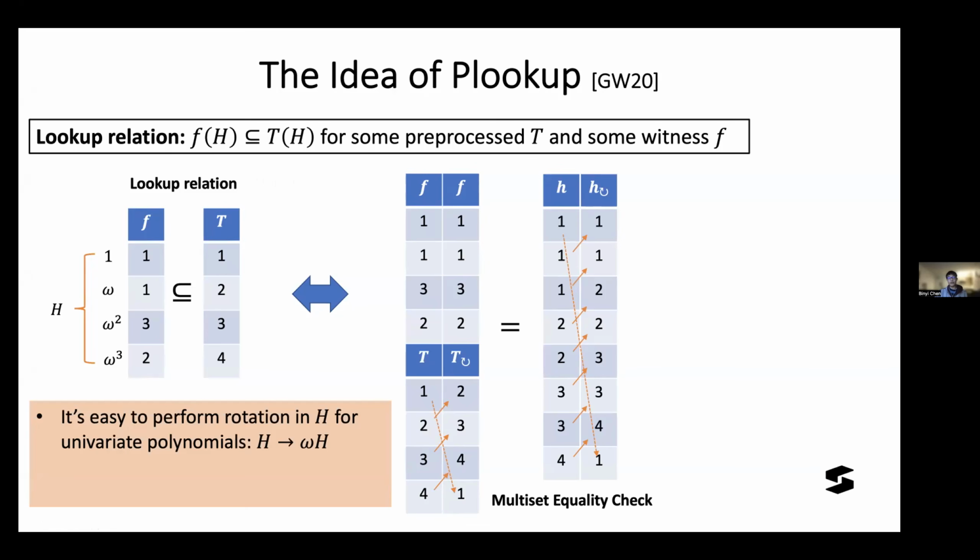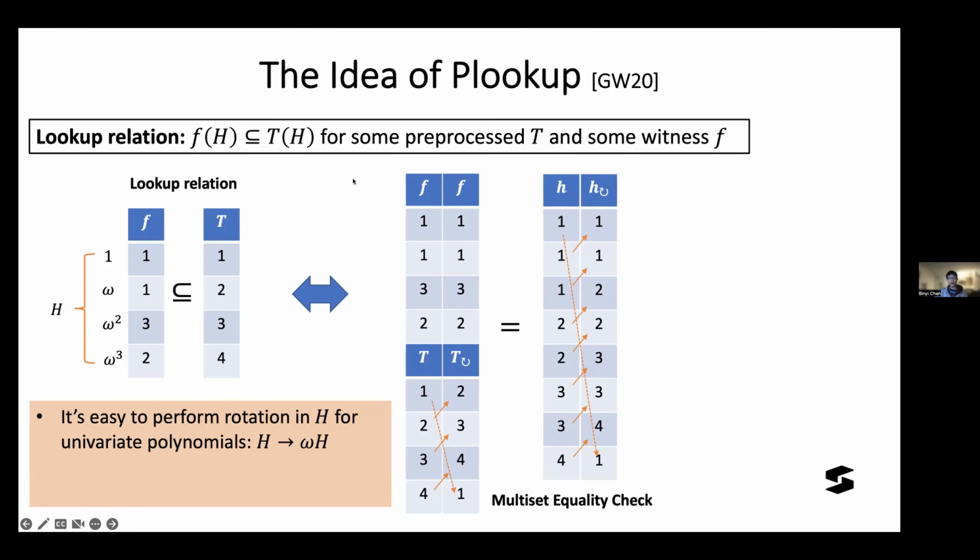What you do is just multiply this set H by a root of unity. So basically from f(x) to f(ωx), you rotate the evaluations of f on this set by one position. This is very useful and is essentially used in the resulting Plookup scheme.